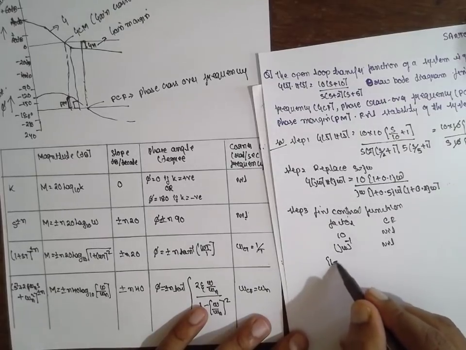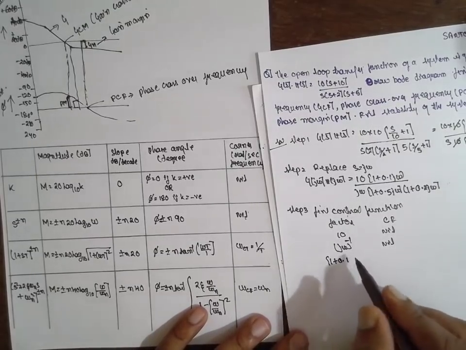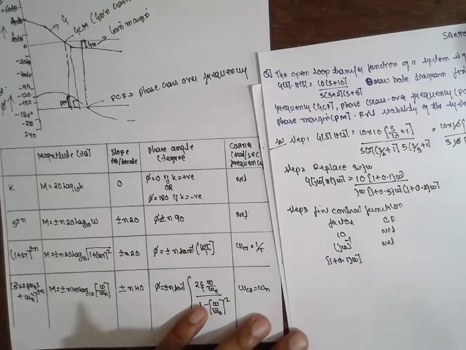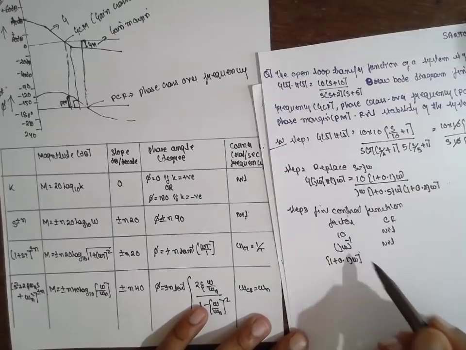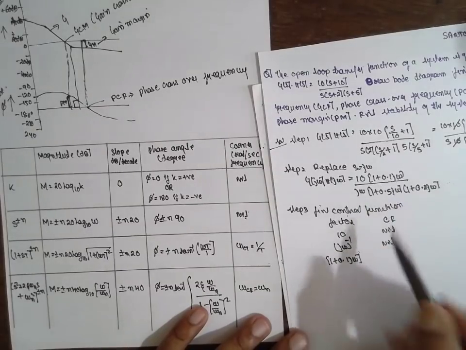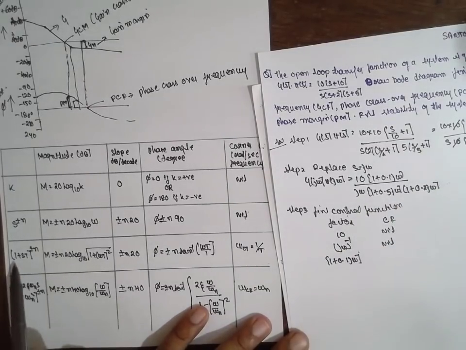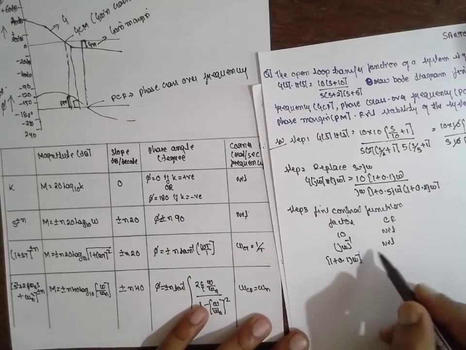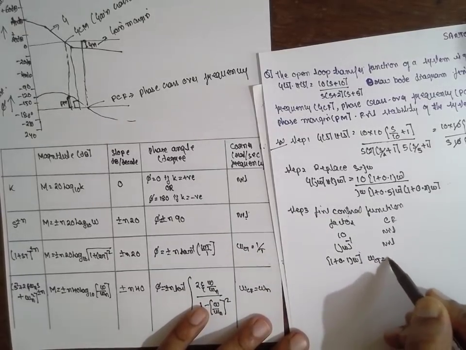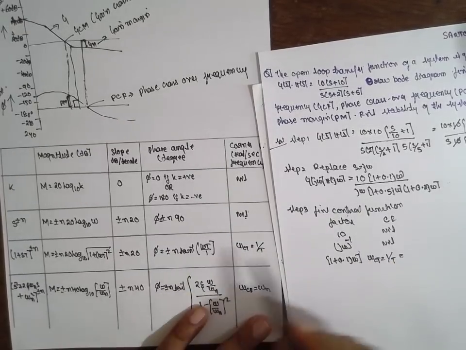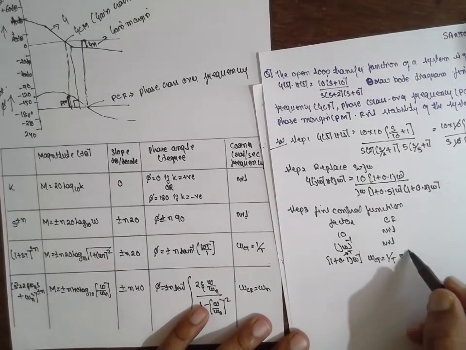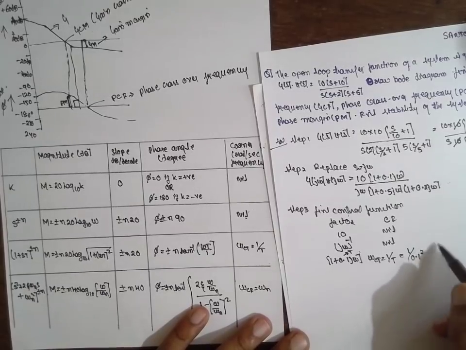Next is 1 plus 0.1 j omega. It is already in the upward position, so there is no power here. It is similar to the form 1 plus sT raised to plus or minus n. Now the corner frequency is written as omega c = 1 by T. Here T is 0.1, so 1 divided by 0.1 is nothing but 10 radian per second.